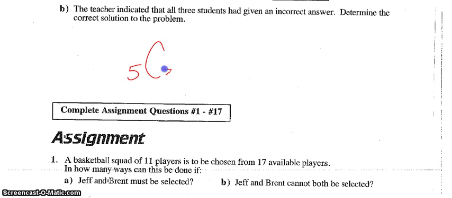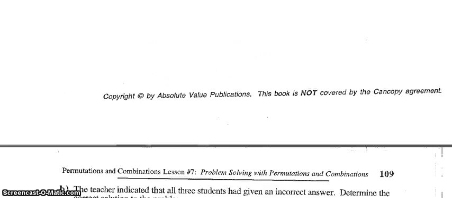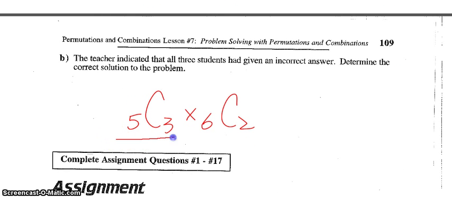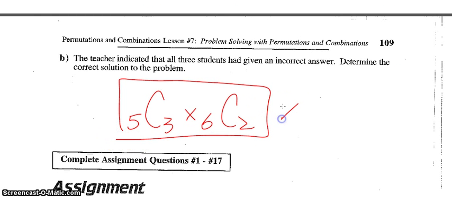So the correct answer is 5 choose 3 times 6 choose 2. This is the first stage, selecting the songs. And the next stage is arranging the 5 songs. Actually, 5 factorial is arranging 5 songs. 5P5 is also the answer, right? 5P5 means 5 factorial.